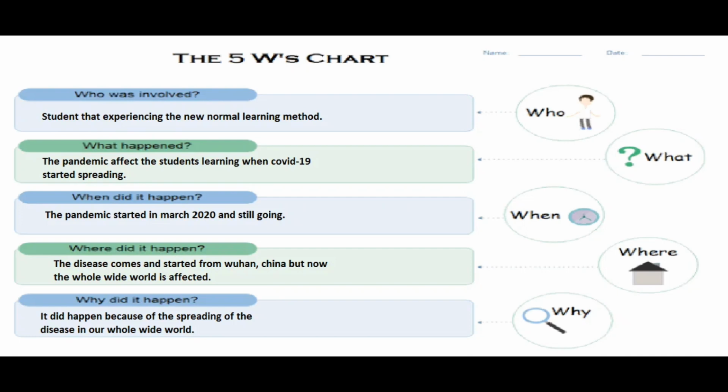First W. Who was involved? Students experiencing the new normal learning method. Second W. What happened? The pandemic affected the students' learning when COVID-19 started spreading. Third W. When did it happen? The pandemic started in March 2020 and is still going. Where did it happen? The disease started from Wuhan, China, but now the whole wide world is affected. And lastly, why did it happen? It happened because of the spreading of the disease in our whole wide world.